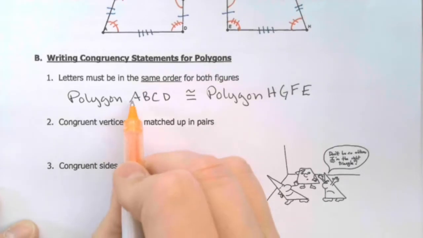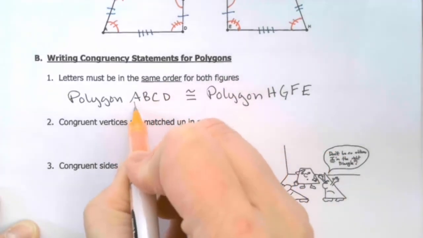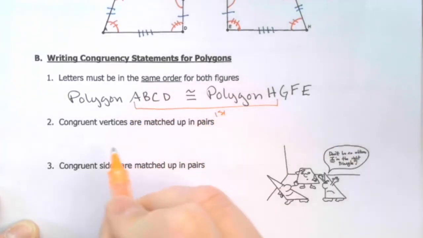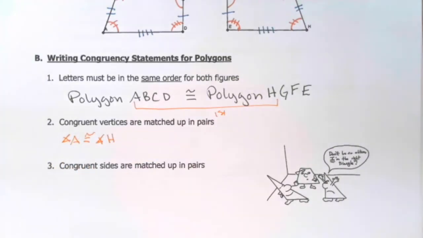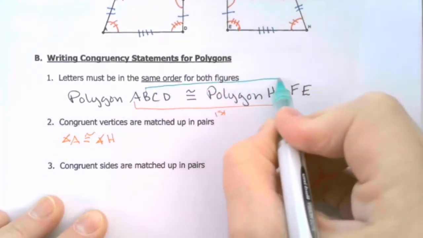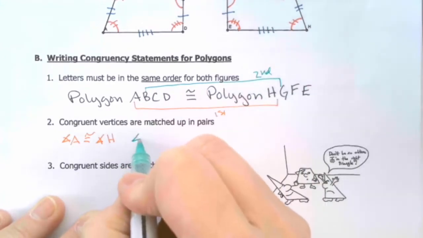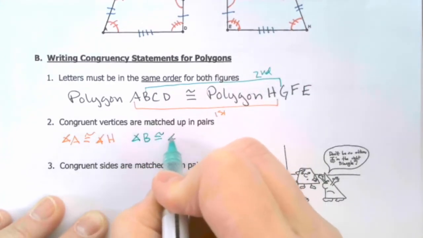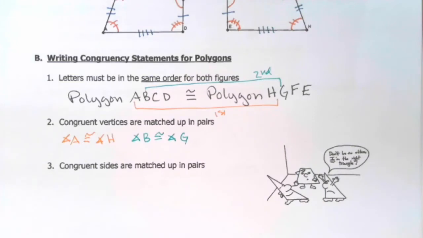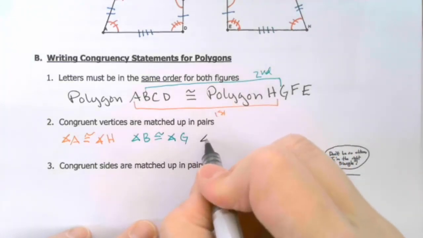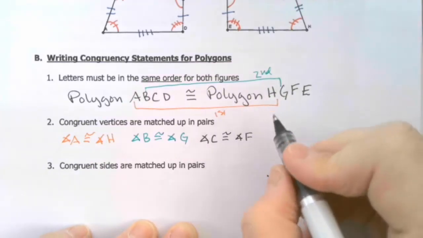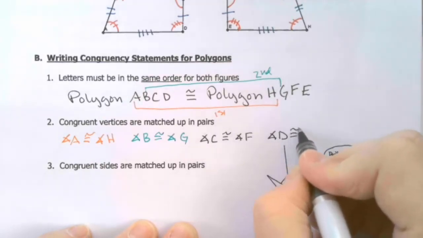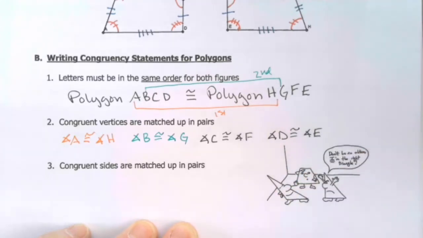So these go in order, so A and H come first, which means angle A is congruent to angle H. B and G come second, so angle B is congruent to angle G. And you get the idea. Third ones go together: angle C is congruent to angle F, and fourth ones go together: angle D is congruent to angle E.